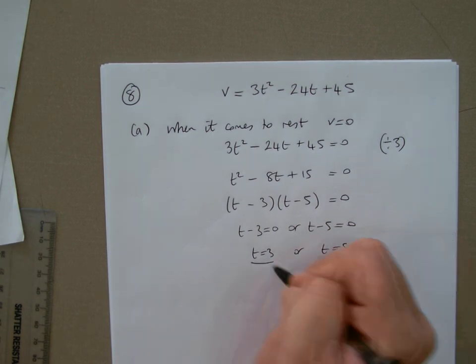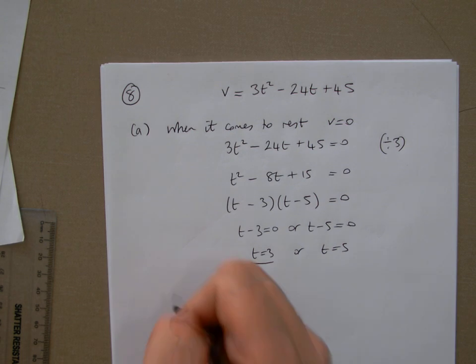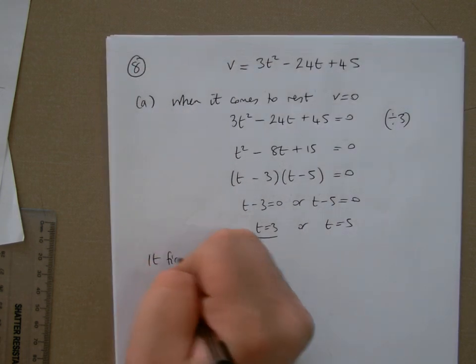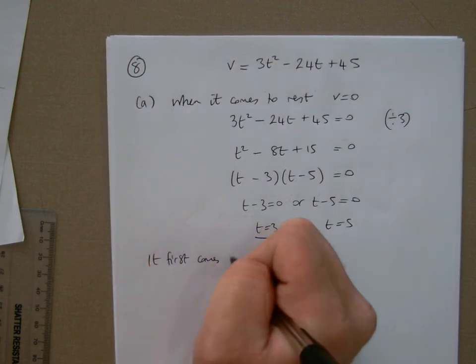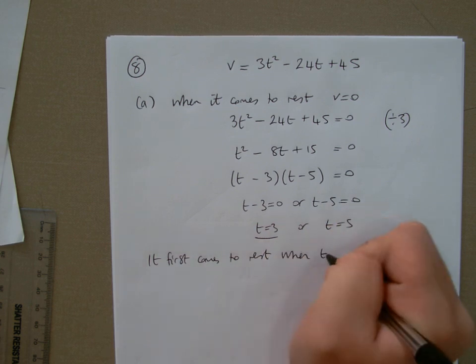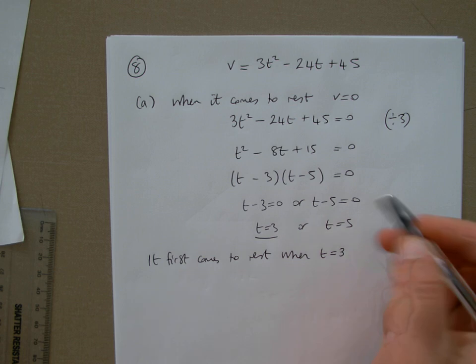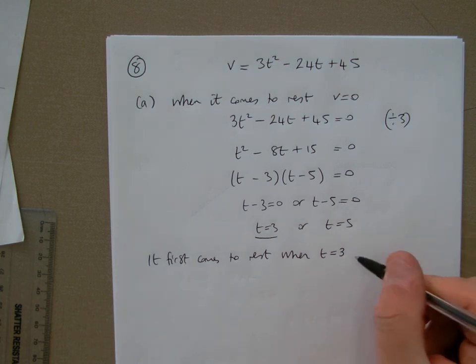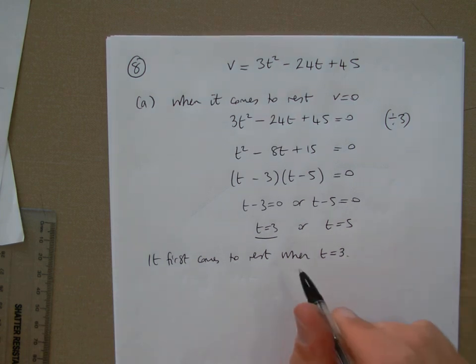So you can see that the first time it comes to rest is when t is 3. It first comes to rest when t is equal to 3. It also comes to rest when t is equal to 5, but that's not the first time it comes to rest.